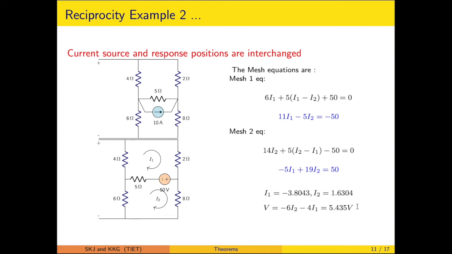So this is also a reciprocal network. What we have seen is that this reciprocal network consists of only the passive elements, that is, the resistors. Originally this circuit does not have any dependent source or independent source in it.